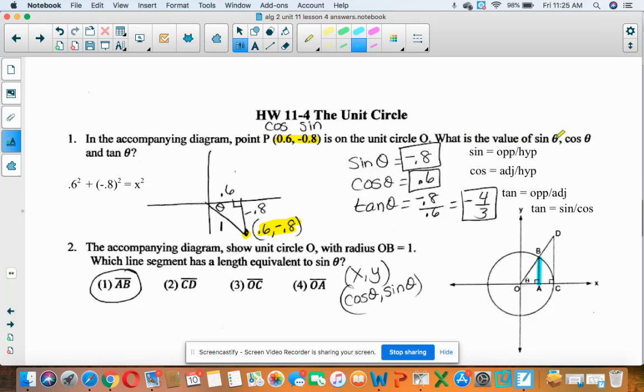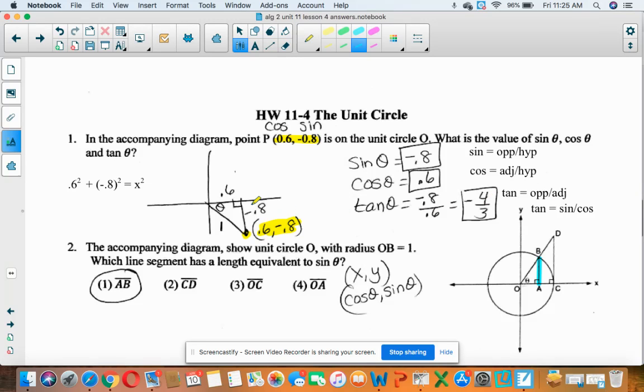So sine of theta and cosine of theta are easy because sine is just the y-coordinate, so that's -0.8, and cosine is the x-coordinate, and that is 0.6. Now remember, sine is opposite over hypotenuse, and cosine is adjacent over hypotenuse. Tangent is opposite over adjacent, so tangent is really sine over cosine. So -0.8 over 0.6 is -4/3.